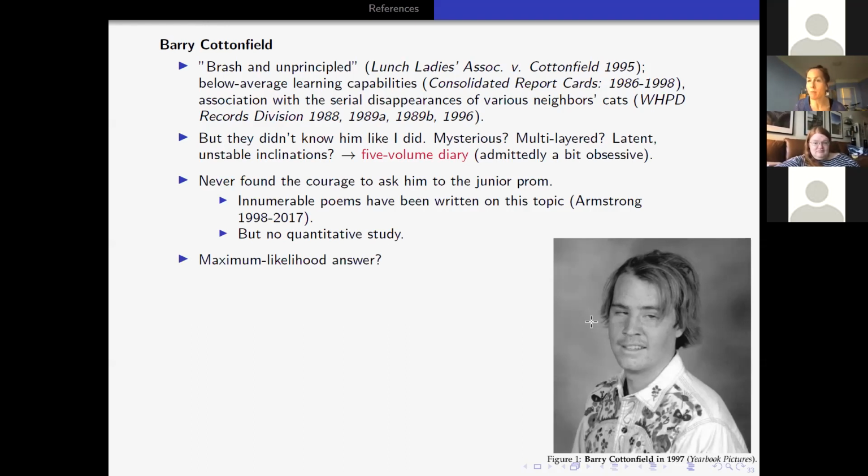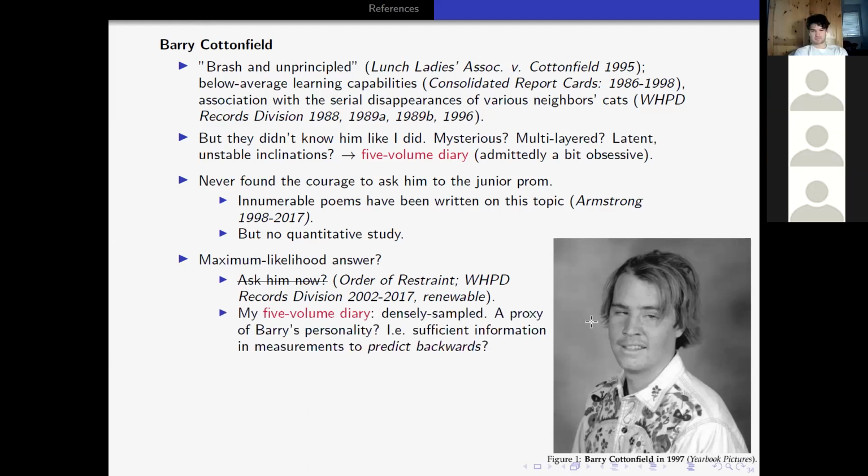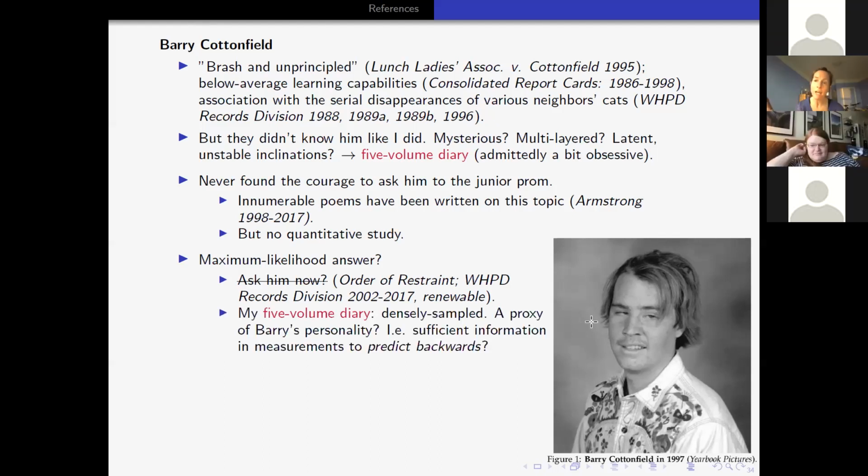I just wanted a maximum likelihood answer. Now, you might suggest, well, why don't I just pick up the phone and call him? Well, that was no longer a possibility because it would have violated my restraining order. So the only possibility left to me would be to look at this 5-volume diary, again, a very densely sampled data set, and ask, could this serve as a kind of proxy for Barry's personality? That is, is there sufficient information in these measurements to predict backwards, like I'd done with the neutrinos? That wasn't much of a problem. All right, so let's give this a try.